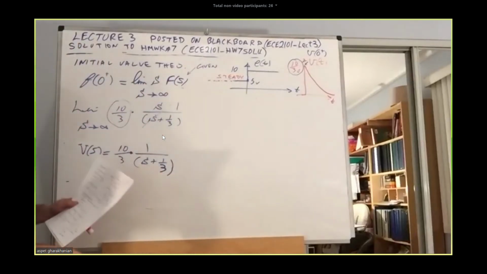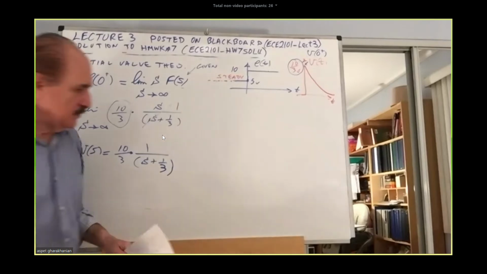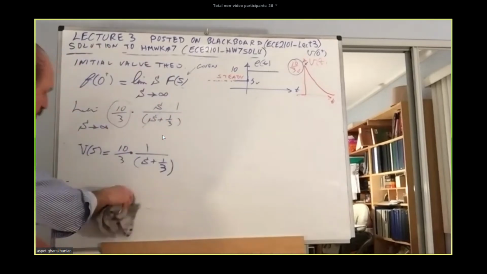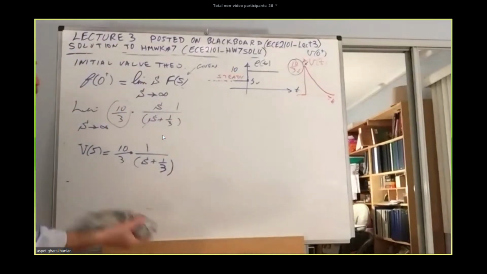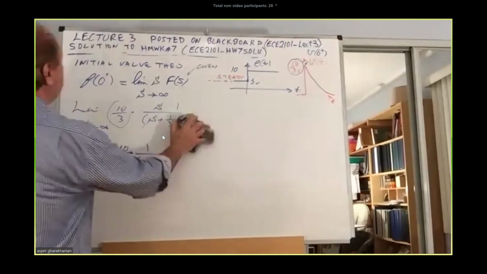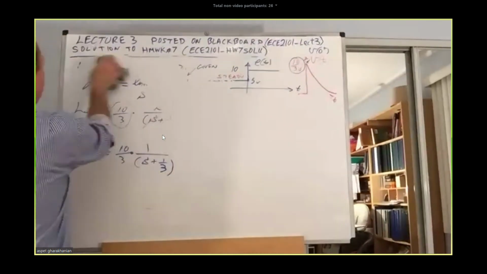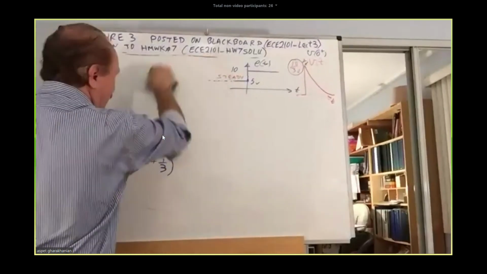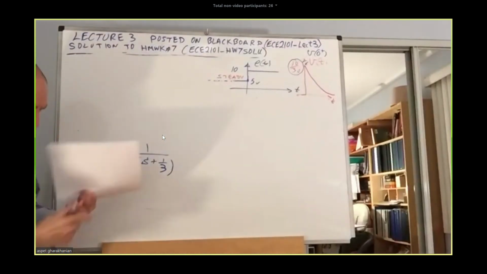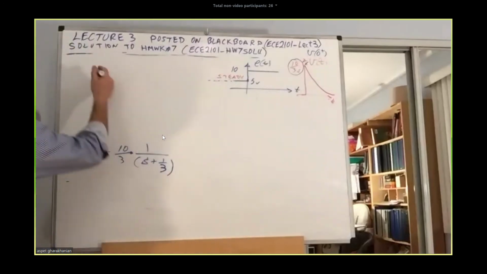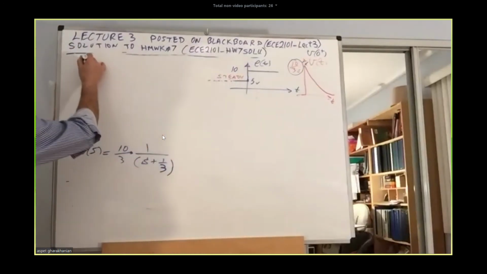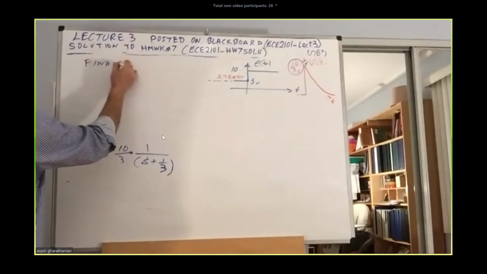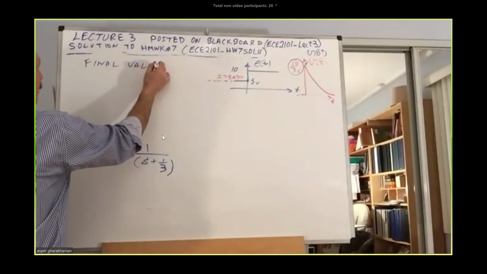Next is the final value theorem. So let's keep this equation here handy so we can refer to it. This is called the final value theorem. It's very useful. You will need it again in control engineering, and it is a good thing to check. Final value theorem.